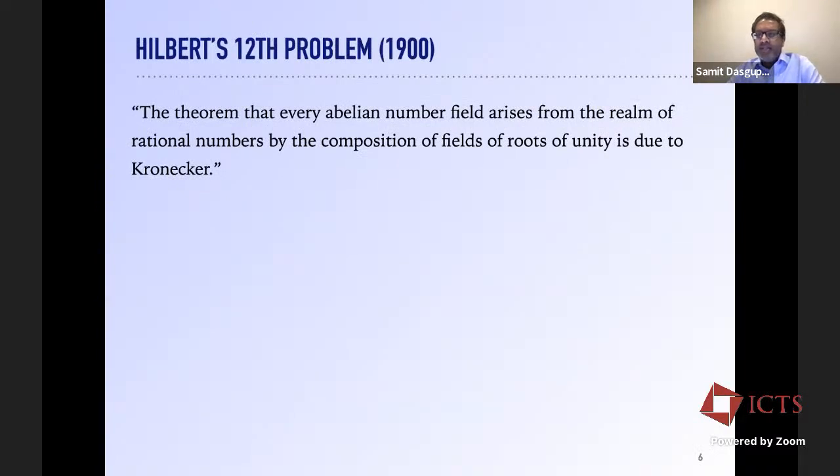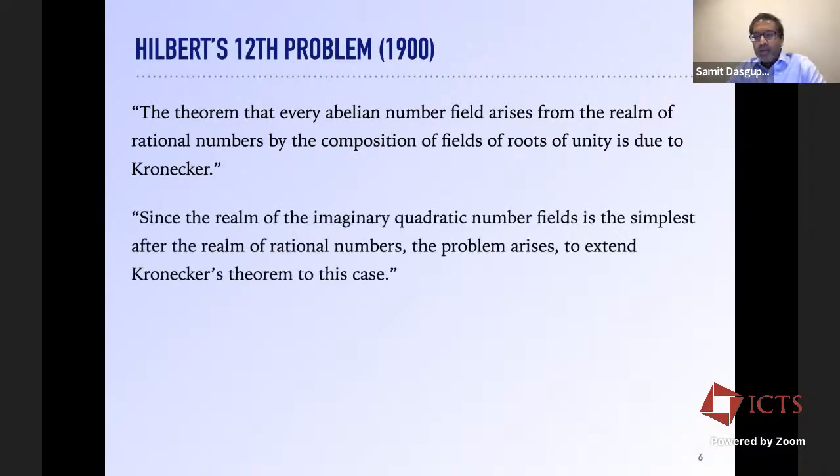And so Hilbert, in his famed ICM address of 1900, when he stated 23 problems that have motivated us for over a century, and right in the middle as his 12th problem, he discussed the question of the explicit generation of class fields. So he starts with a description of the Kronecker-Weber theorem, the theorem that every abelian number field arises from the realm of rational numbers by the composition of fields of roots of unity is due to Kronecker. He continues with a discussion of the quadratic imaginary case, which at that point had not been completely tied up with a bow. It was largely known, but not completely stated in the form that I gave.